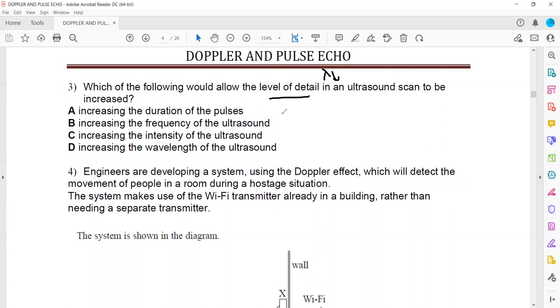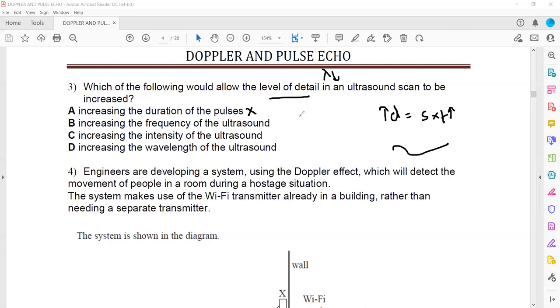Increasing the duration of the pulse: if we increase the duration of a pulse, because the pulse length is speed multiplied by time, then if we increase the time interval of the pulse, the distance will increase. If the distance increases, it means the pulse length increases, so the detail of the image will decrease.